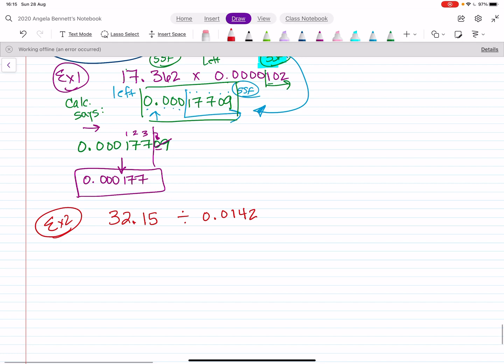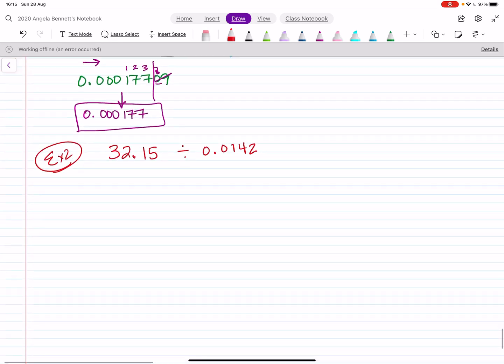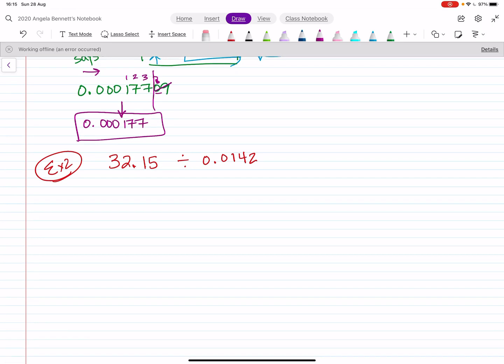All right, step 1, determine the sig figs for each number that is known. Well, I know these two numbers, so let's go get their sig figs. The first one, 4. And the second one, zeros are involved. Get on the left because we have a decimal point. The first 2 zeros don't count. These 3 do. You can automatically, right now, go ahead and determine step 3. You're going to have 3 sig figs in your answer.